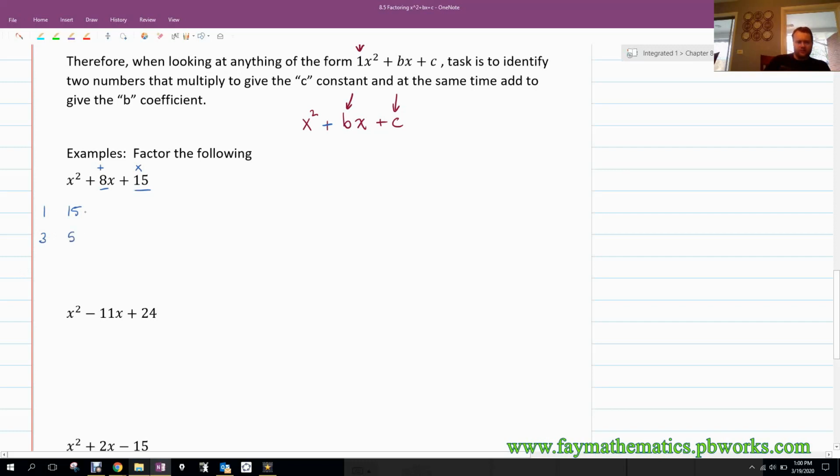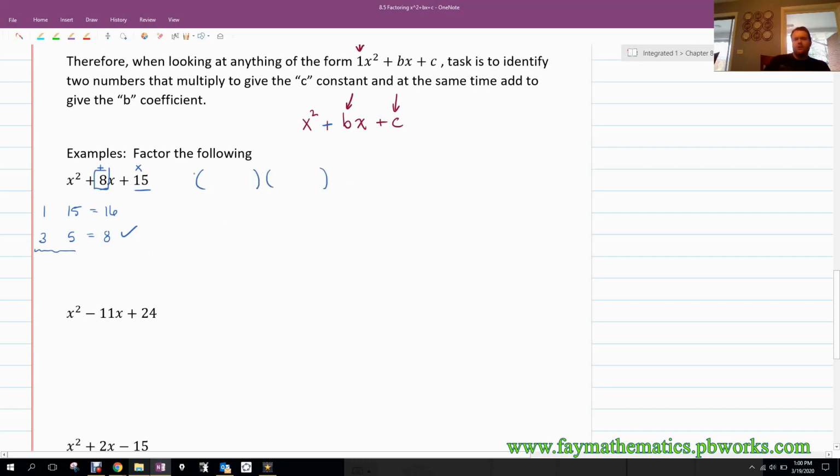These are groupings: 1 times 15 gives me 15, 3 times 5 gives me 15. But if I add these, that gives me 16. If I add these, that gives me 8. That's the one I was looking for because of that number right there. Okay? So this is essentially finding the factors that we need. This is the approach that we go with then.